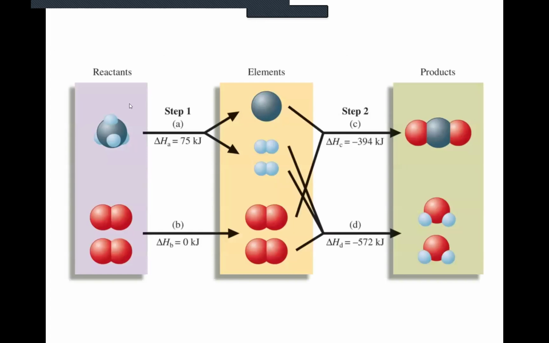Here's a way to represent that pictorially. We started with CH4 and O2. The energy required to break the bonds of CH4 was 75 kilojoules. So that amount of energy needs to be subtracted. The amount of energy required to get from oxygen to oxygen, 0. It's already in its elemental state. In the middle picture, we've got all of the atoms in their elemental state. And then in the picture on the right, we're forming the products. We're going to take some oxygen and a carbon to make CO2.